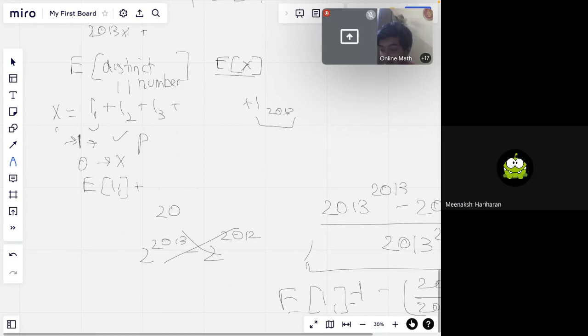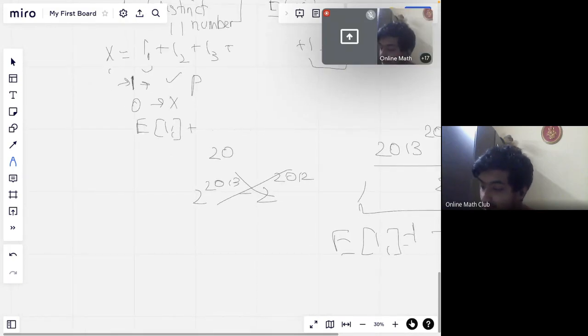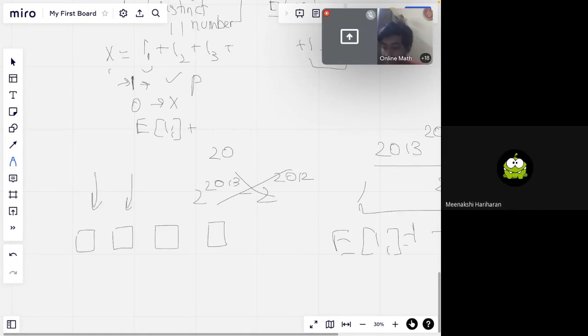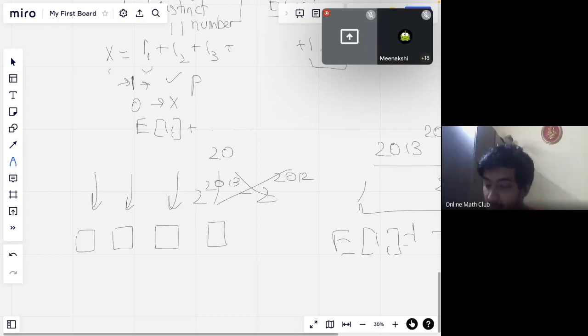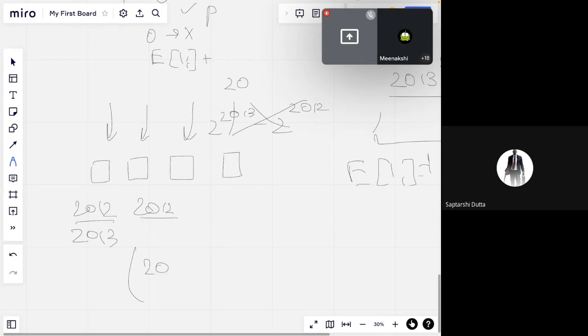Actually, I didn't understand how we got that thing. Which thing? This thing? Okay, I'll explain that. So let's calculate the probability that 1 is not there in this. What's the probability that 1 is not there in this? It's 2012 by 2013. Sorry, I lost my network connection for 1 minute. Can you just repeat?